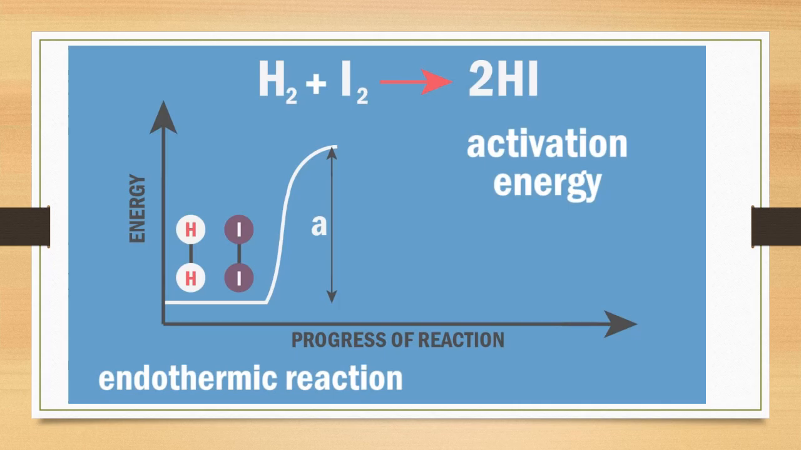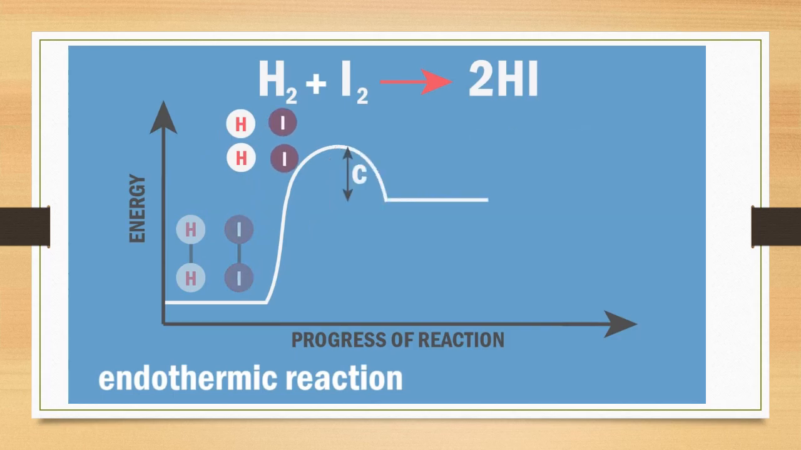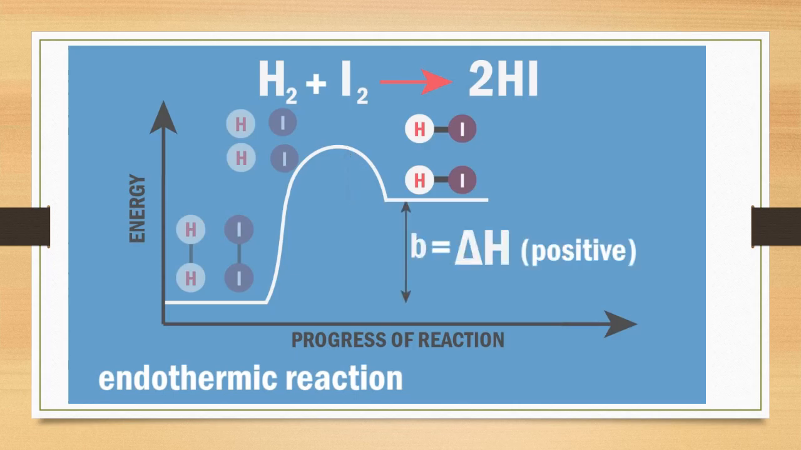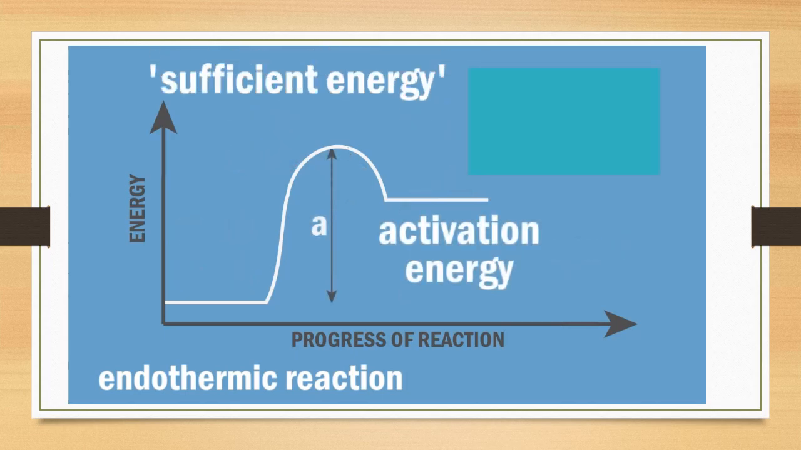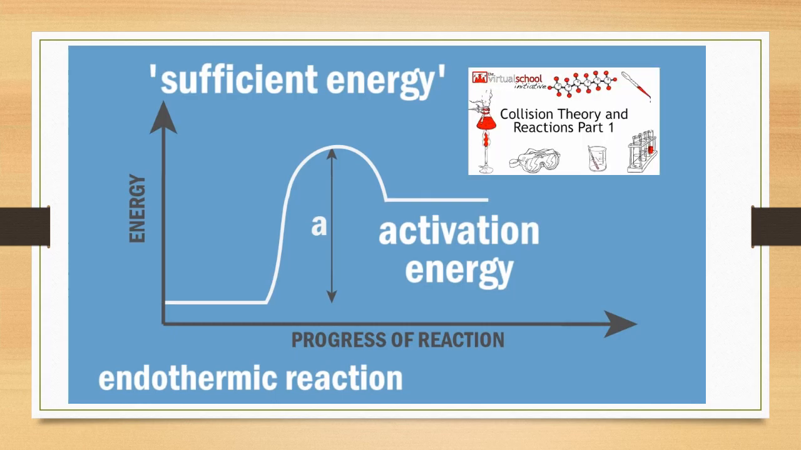A is the activation energy, which is the energy taken in to break the H-H and the I-I bonds in the reactants. C is the energy given out when the new HI and HI bonds make to form the products. B is the net energy taken in, delta H, during the reaction. This is the energy difference between the energy taken in to break the bonds in the reactants and the energy given out when the new bonds make to form the products. The activation energy is the sufficient energy mentioned in the video Collision Theory and Reactions 1.